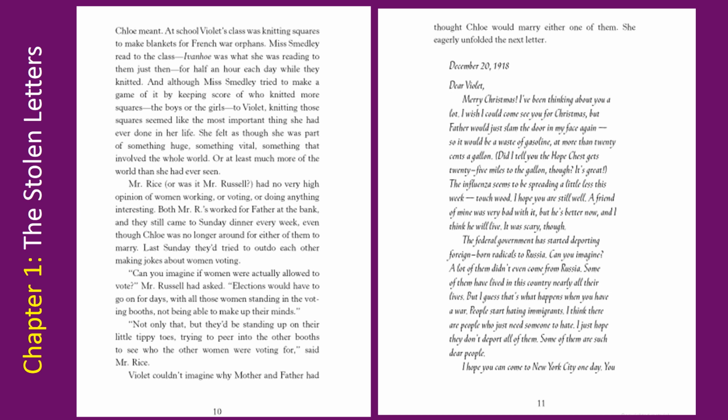"Can you imagine if women were actually allowed to vote?" Mr. Russell had asked. "Elections would have to go on for days, with all those women standing in the voting booths, not being able to make up their minds." "Not only that, but they'd be standing up on their tippy-toes, trying to peer into the other booths to see who the other women were voting for," said Mr. Rice. Violet couldn't imagine why Mother and Father had thought Chloe would marry either one of them. She eagerly unfolded the next letter.